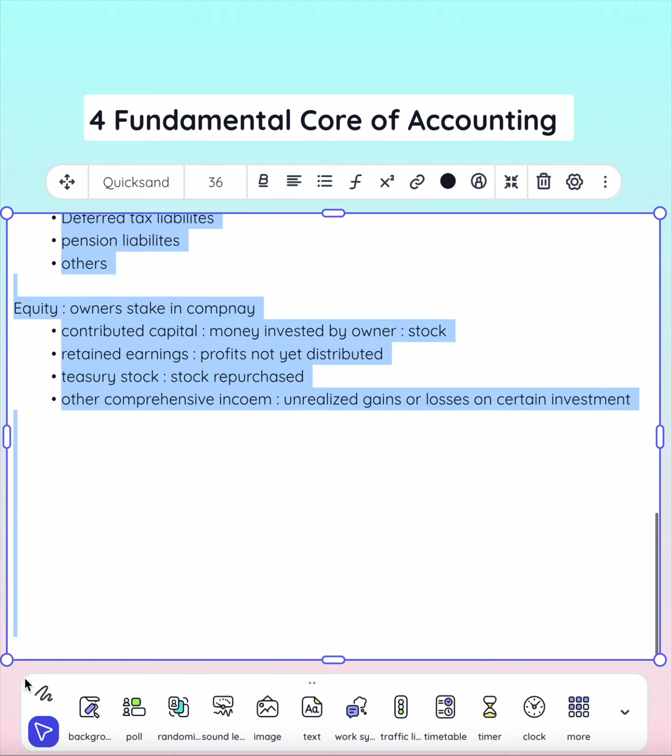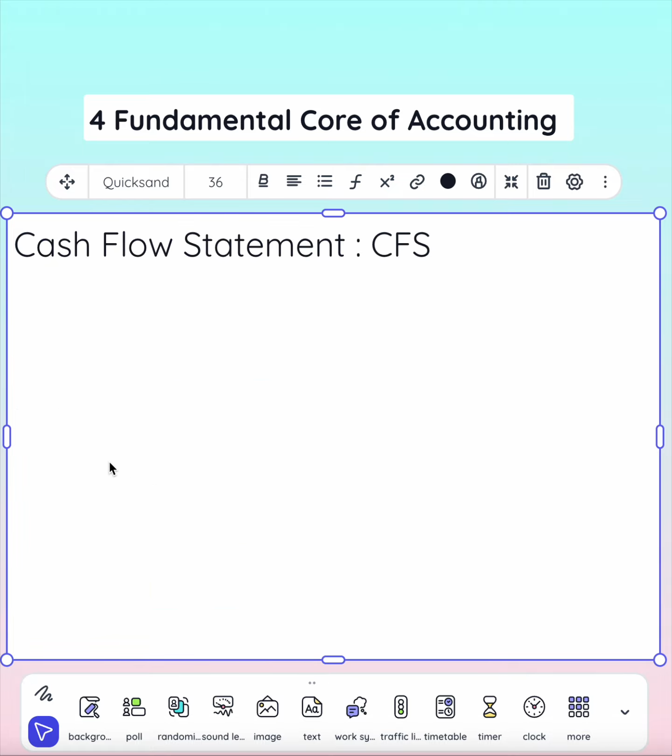So this cash flow statement tracks the actual cash moving into and out of the company over a period. Okay, so it's like the actual cash statement, the actual cash that is moving in and out of the company.